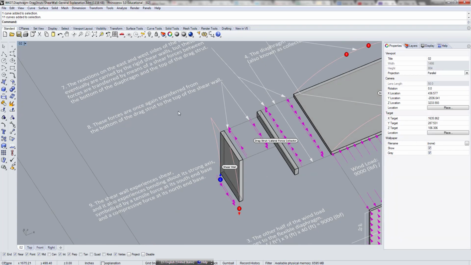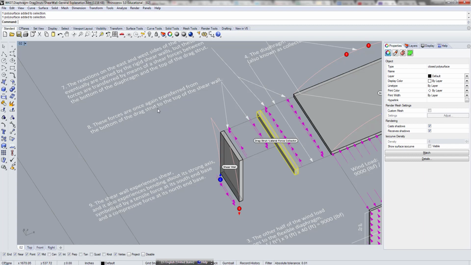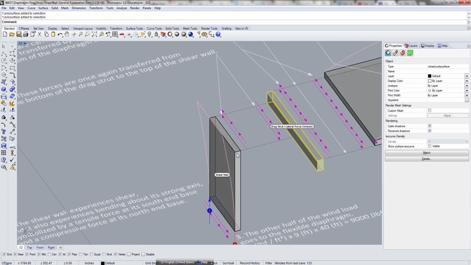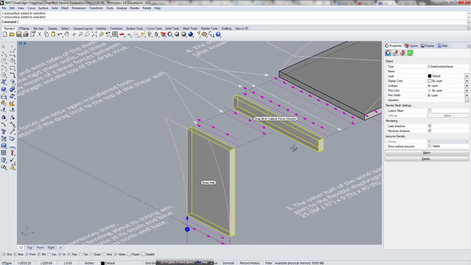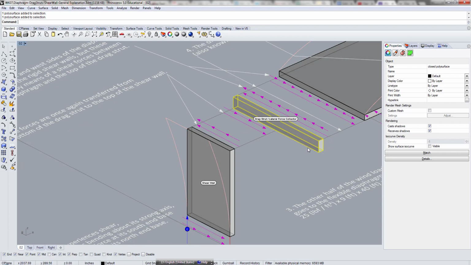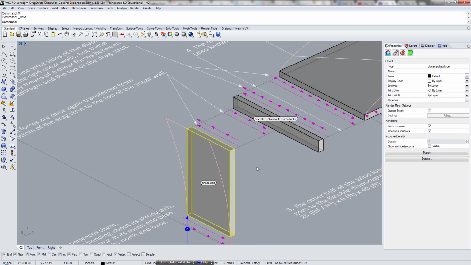And there's also, so again, that shear is also transferred from the bottom of the drag strut to the top of the shear wall. So if you look at the connection between the shear wall and this collector, this wants to move this way and this is trying to move the other way. So that's the shear that's going on too.